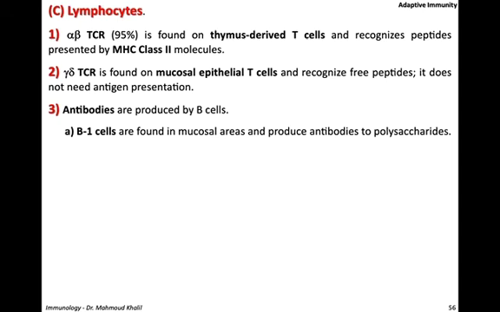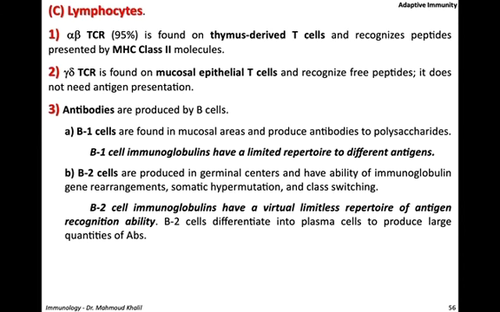We have the antibody, as we said, produced by the B cells. Generally you have two types of B cell. You have B1 cells, which are found in the mucosal area and produce antibody to polysaccharides. These B1 cell immunoglobulins have a limited repertoire to different antigens, so they don't have diversity in their specificity. While the B2 cells are produced in the germinal center. What we have just said about the centroblasts and centrocytes, all of them collectively are called the second category of the B cell, which is the B2 cells.